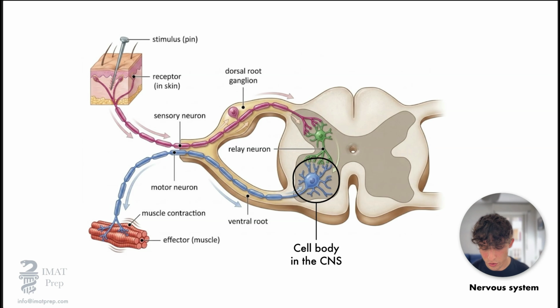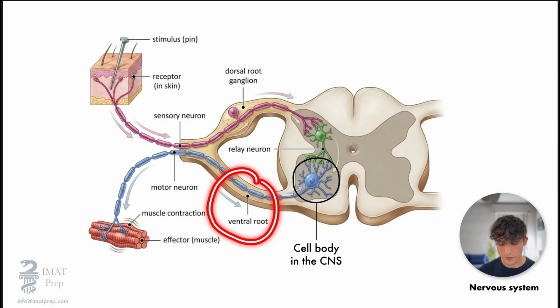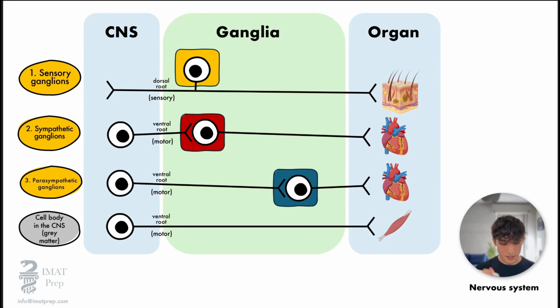Where in the spinal cord? In the ventral horn. And where does it exit from? It exits from the ventral root. So the cell body of a motor neuron that innervates the muscles is found in the central nervous system. The fiber exits from the ventral root, and this is a motor innervation.